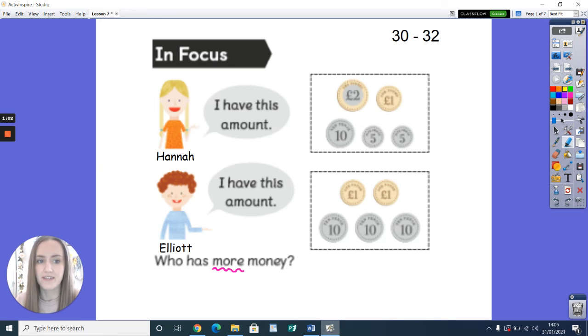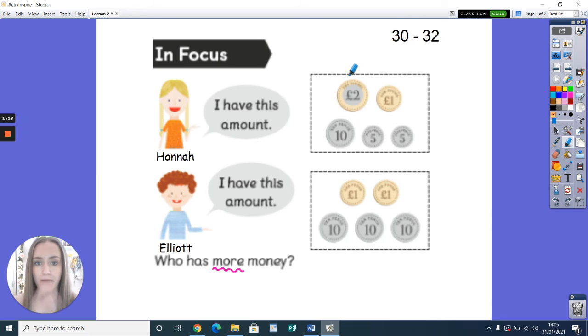So what's the first thing we need to do to see who's got more money? Do we know how much Hannah and Elliot have yet? We don't, do we? So the first thing we need to do is count how much they've got. 1, 2, 3, 4, 5, 1, 2, 3, 4, 5. Hannah's got 5 coins, Elliot's got 5 coins, they've got the same amount. No, it's not about how many coins you've got, it's the value of them. It's how much those 5 coins are worth, isn't it?